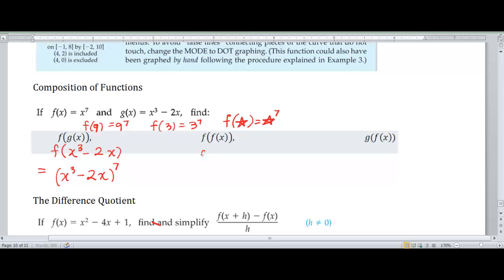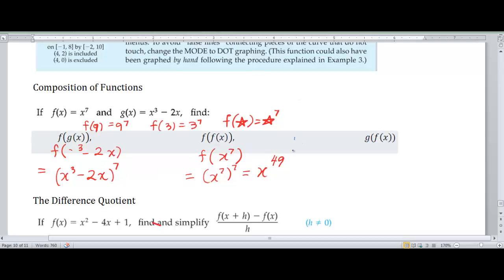f of f of x, so that means that's f of x to the 7th. Okay, so you're taking a function and plugging it into itself. That's x to the 7th raised to the 7th, right? A power raised to another power, we know we multiply. That becomes x to the 49th. Okay.